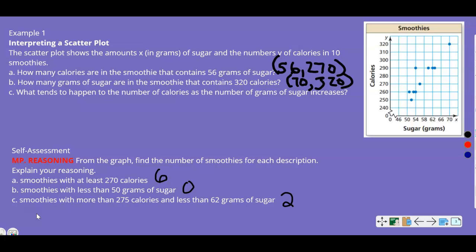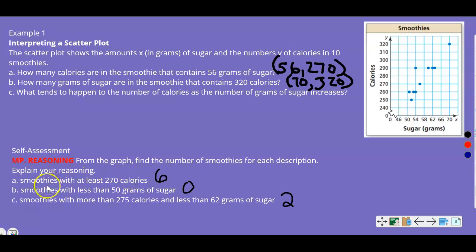All right, hopefully you took time to do the self-assessment. It says, from the graph, find the number of smoothies for each description. Explain your reasoning. Find the number of smoothies with at least 270 calories. If you come up here to calories, at least means it includes this one. So you're going to have 1, and then everything above 270. So at least means 270 or more. So 1, 2, 3, 4, 5, 6. So 6 smoothies contain at least 270 calories.